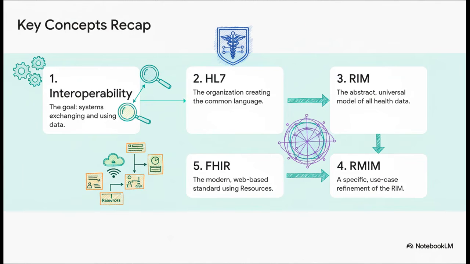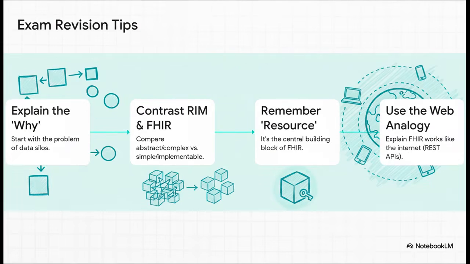Got it? Good. Finally, here's your game plan for the exam. Number 1, always start with the why, the data silo problem. Number 2, be ready to contrast the old and the new, the academic complexity of RIM versus the web-based simplicity of FHIR. Number 3, when you see FHIR, your first thought should be the word resource. And number 4, use that web analogy. Explain that FHIR works just like the rest of the internet. Nail those 4 points and you're set.